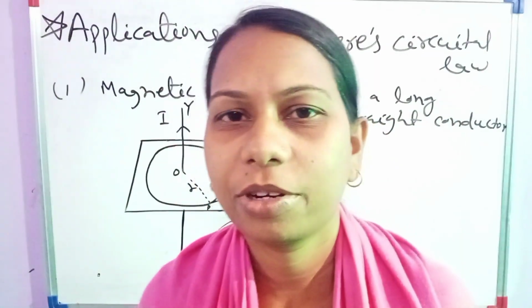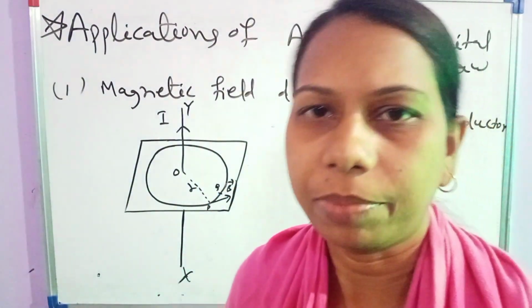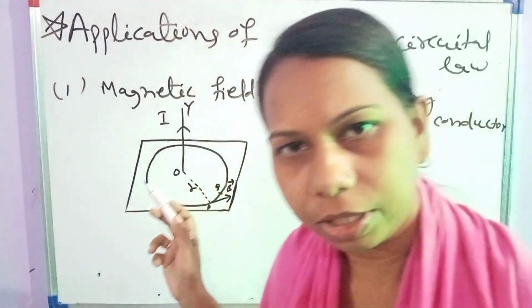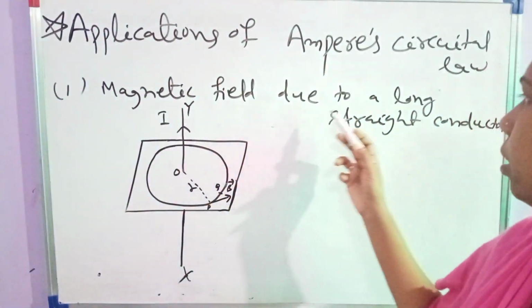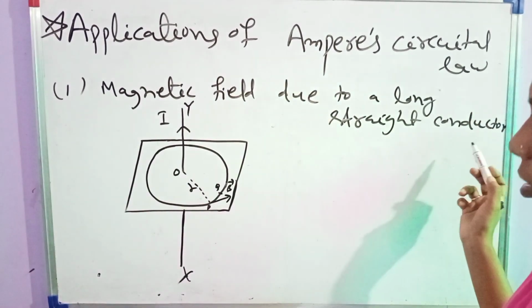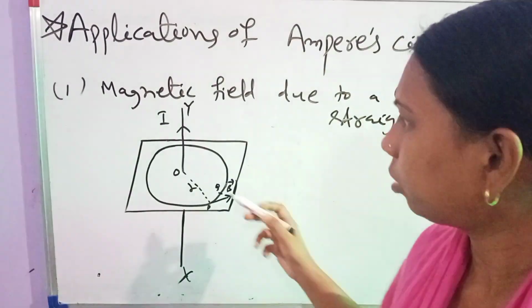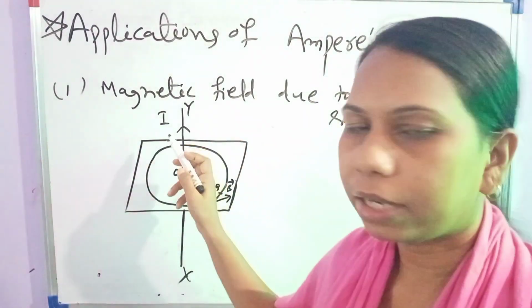Hello students, today we will discuss some applications of Ampere's circuital law. First application is magnetic field due to a long straight conductor. For this, consider a long straight conductor XY carrying current I.